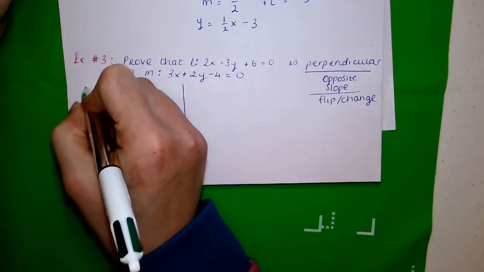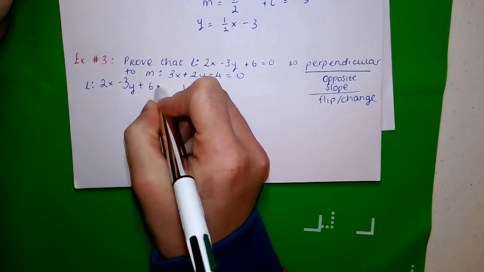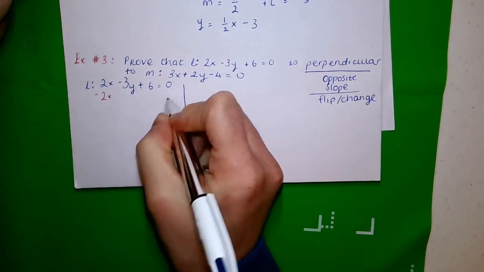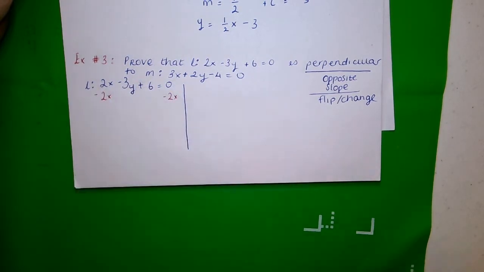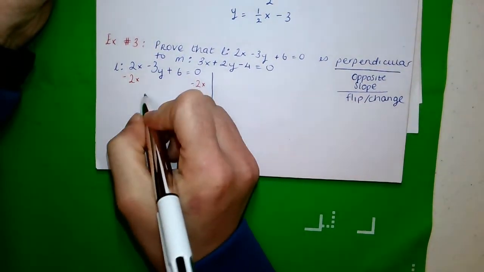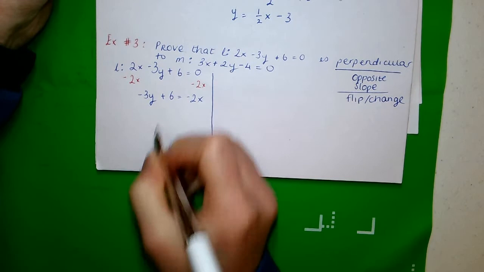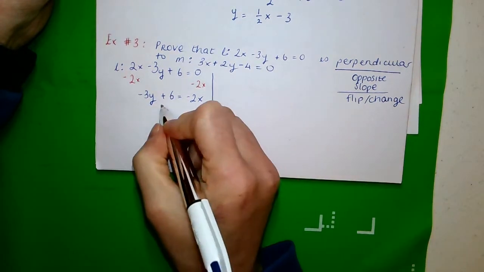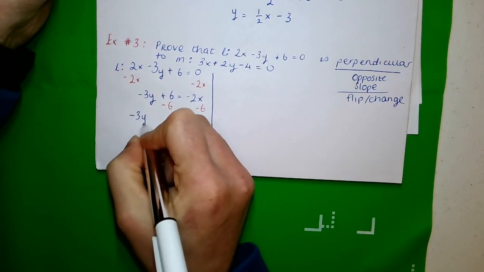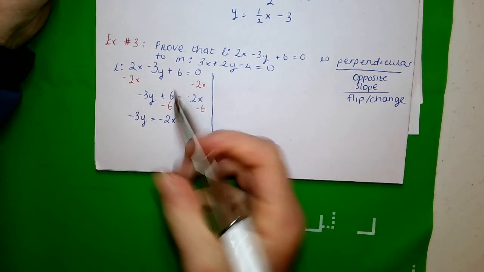Okay, so I'm going to start off with L. So the line L is 2x minus 3y plus 6 equals 0. So I'm going to bring everything over to the right hand side, just like I did in example number 1. So I'm getting rid of this 2x by taking 2x from both sides. So I have minus 3y plus 6 equals minus 2x. Then I'm going to get rid of that plus 6, so taking 6 away from both sides. So I'm left with minus 3y equals minus 2x minus 6.